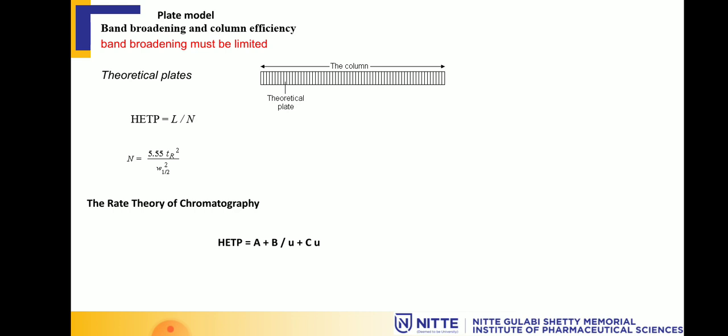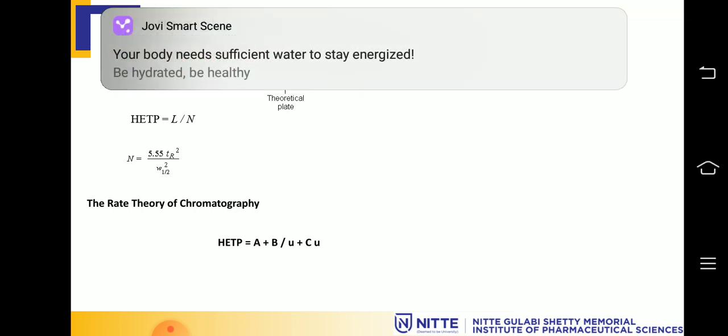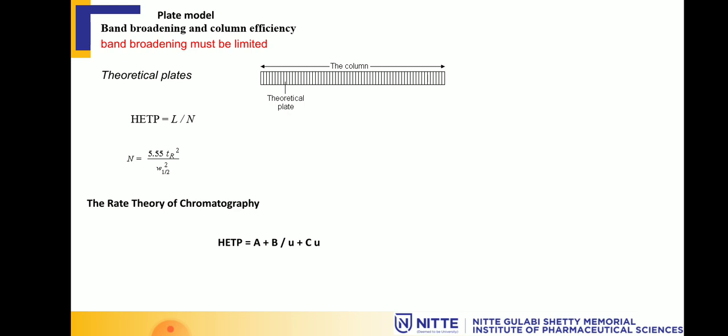So if the velocity of the mobile phase is very high, and the analyte has a strong affinity for the stationary phase, then the analyte in the mobile phase moves ahead and equilibrium will not be attained. So this is how A, B, C is related, and mu is the average velocity at which it is moving.